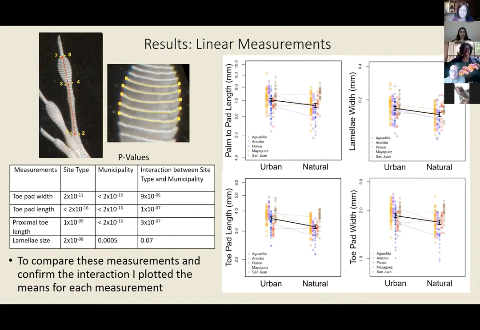In real world terms, that basically means that depending on what municipality you're looking at, the change between urban and natural is different. So here you can look at Arecibo, there's a huge increase in the toe pad or the proximal toe length between urban and natural. But if you look at San Juan over here, there's actually the opposite effect. It decreases the proximal toe length. So that's what the interaction means, basically.